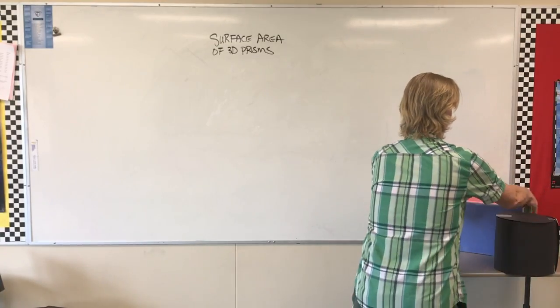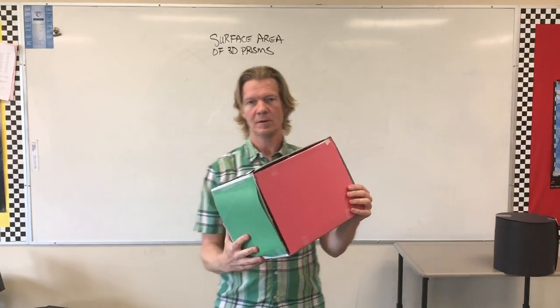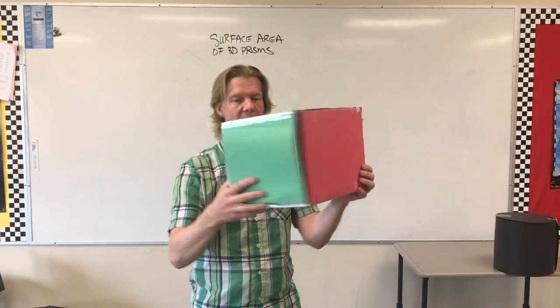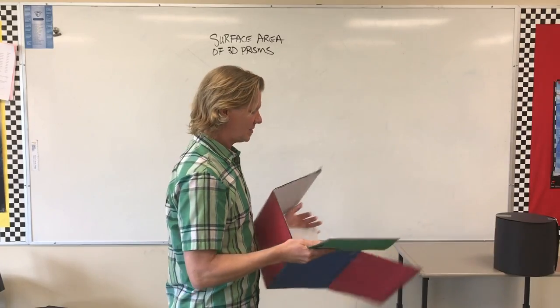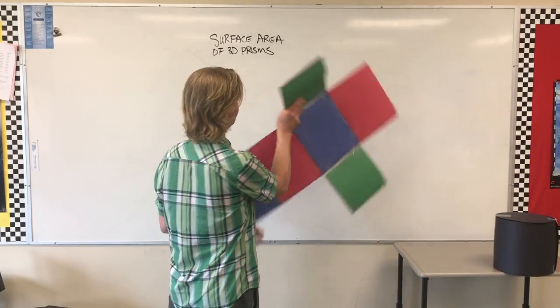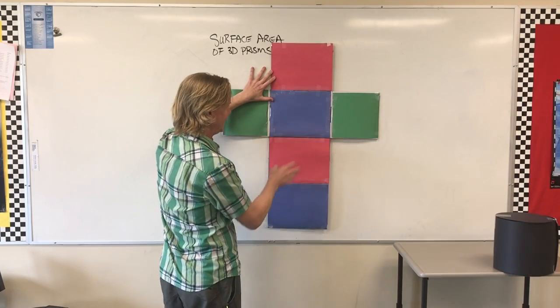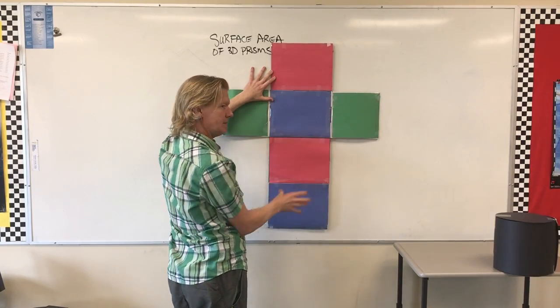A rectangular prism is very similar, right? Because we've got 3 pairs of rectangles. We have these green ones, which are the same size, we have the red ones, which are the same size, and the blue ones, which are the same size. And if I open up this 3D shape, like this, right, here's the shape I get. And I can get the area of the blue ones, I can get the area of the red ones, area of the green ones, right?